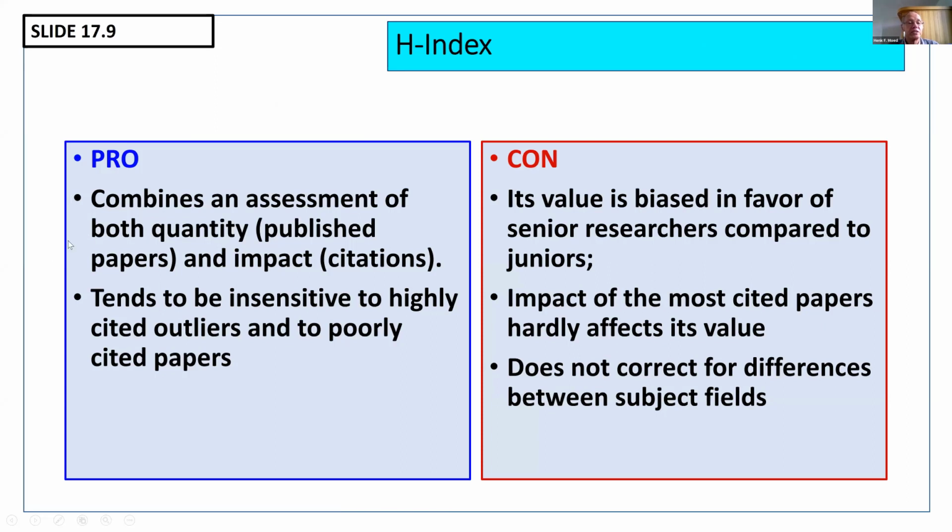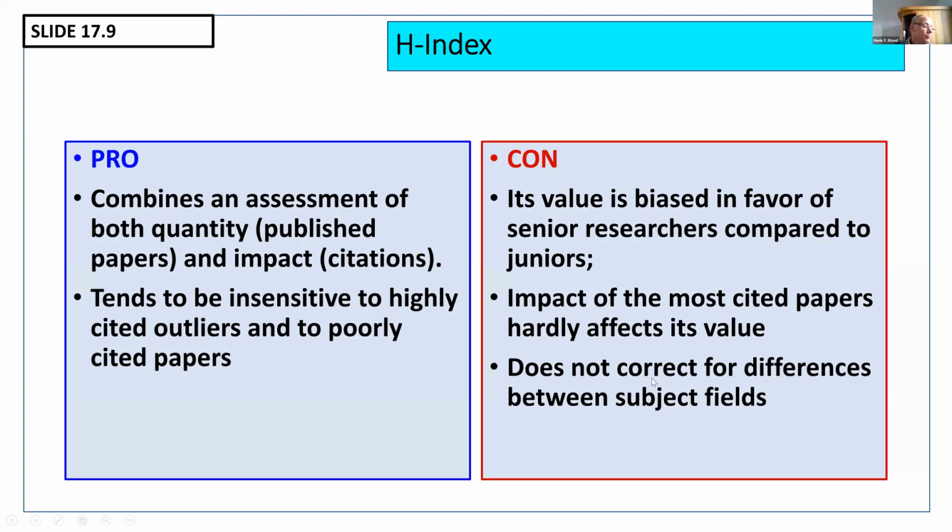So a problem, or an issue, of the index is that it combines both quantity and quality, in a sense, because it tends to be insensitive to highly cited outliers and to poorly cited papers. And this is a good point, perhaps, of the indicator. But its value is very much biased in favor of senior researchers, and the impact of the most cited works hardly affect their value, and the indicator does not correct for differences between subject fields. So it has its pros, but it also has its cons. And I think that is true for all indicators.